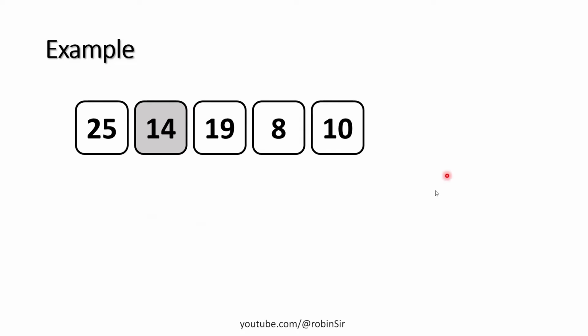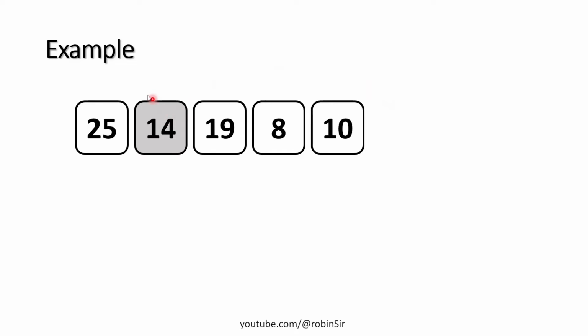So here is an example. We have 5 elements and we want to arrange them in ascending order using the insertion sort technique. We start insertion sort with the second element, not with the first element. The second element in our case is 14. So we pick 14, and we assume that the elements on the left of 14 are sorted, and the elements on the right of 14 are unsorted.